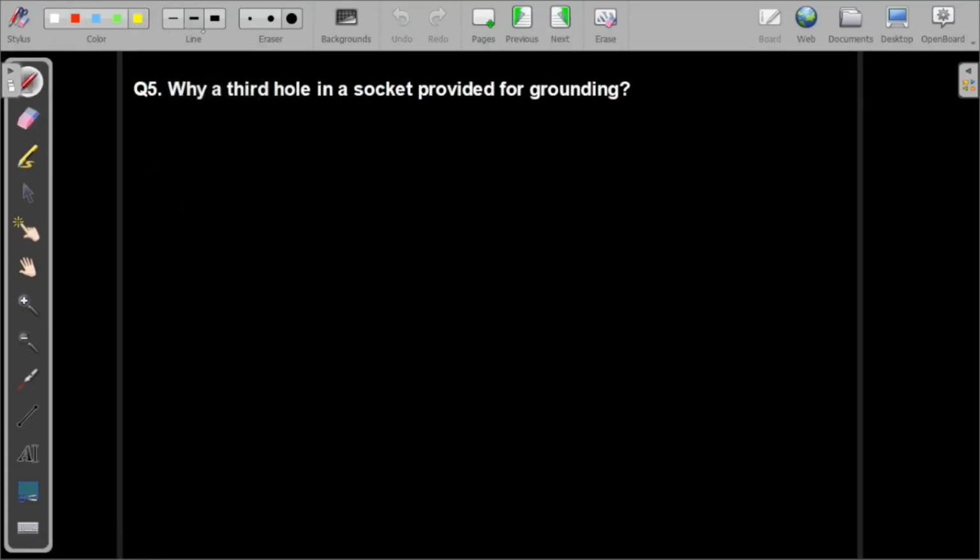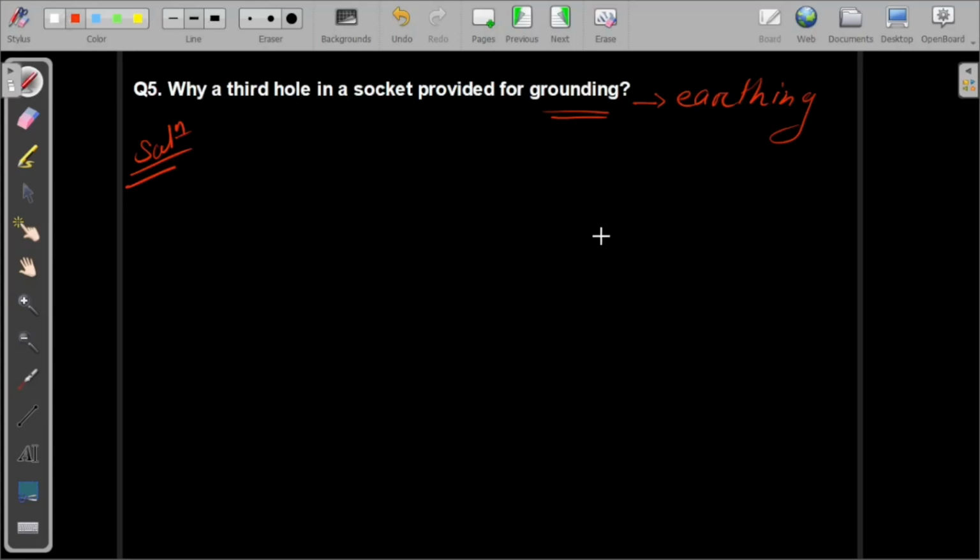What is written here? Why is a third hole in a socket provided for grounding? Grounding means what? Earthing. Grounding means earthing. You have seen earthing at home, right? Why is that done? Why is a third hole in a socket provided for grounding?